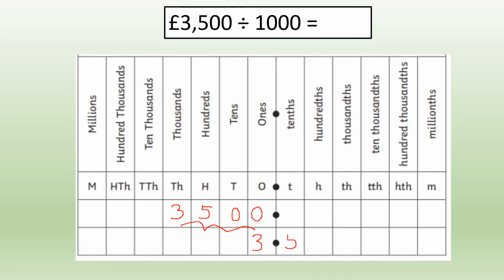And because we're using money this time, we always have a digit in our hundredths column, even if it's a 0. So my answer would be £3.50. Don't forget to put in the decimal point when you're writing in your answer.